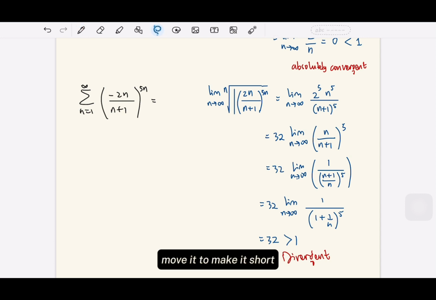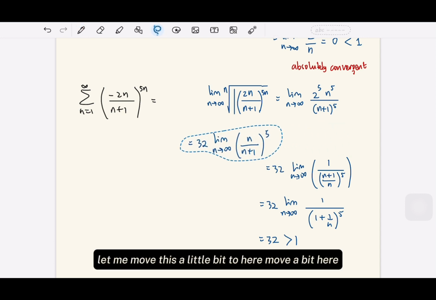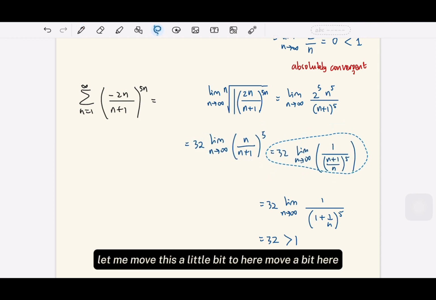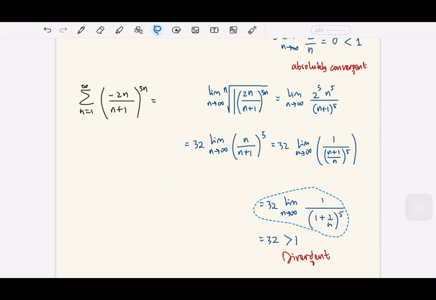Maybe to make it short, let me move this a little bit to here, a bit here, a bit here.